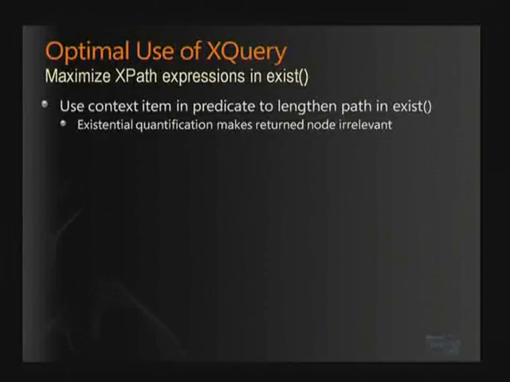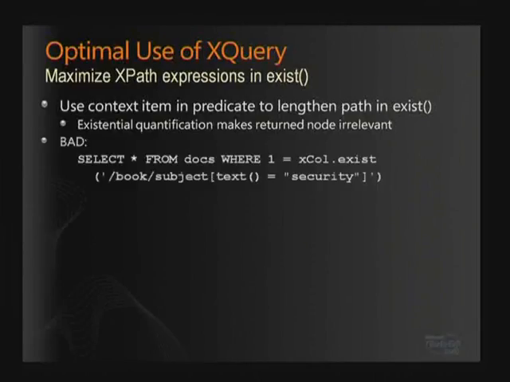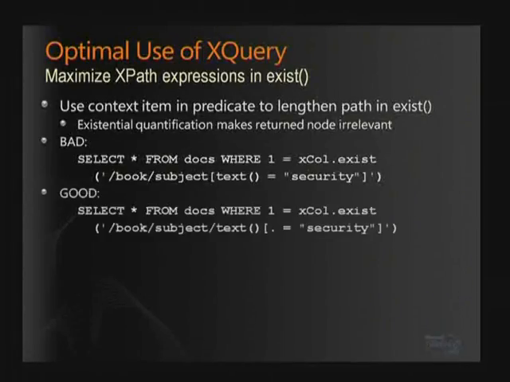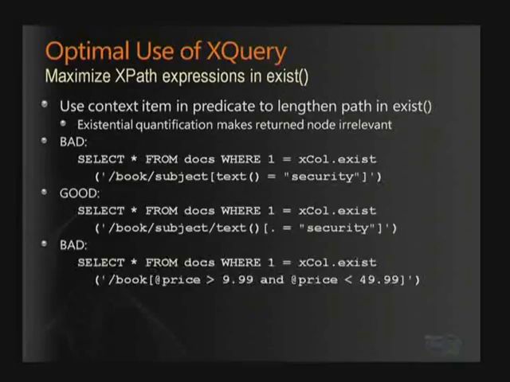One of the things Bob's already mentioned is that if you have an exist method used, you want to maximize the XPath expression inside the exist clause. You can do that because in the exist clause, all you're checking for is existence of a node. You don't care which node it actually is. So instead of writing /book/subject/text equals security, you say /book/subject/text(), where the text node, or myself, using dot, is equal to security.